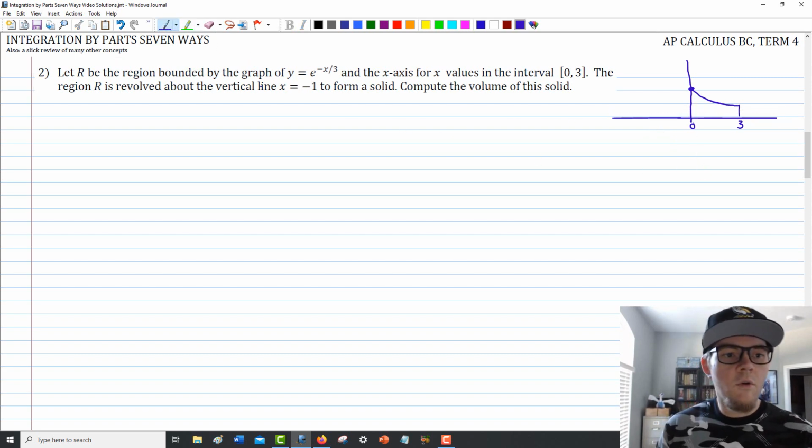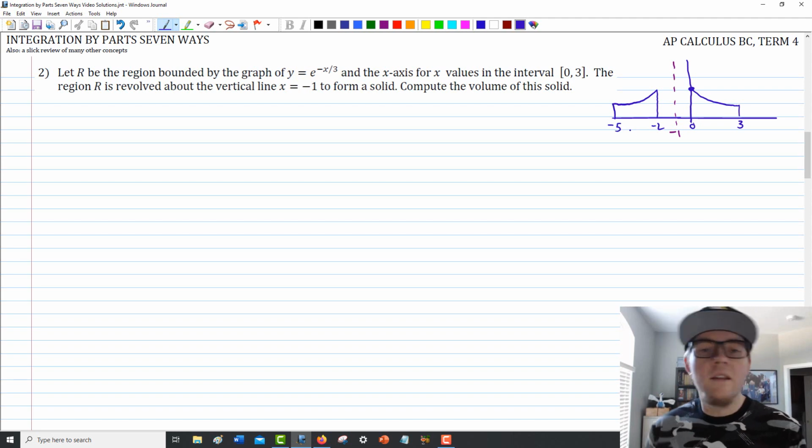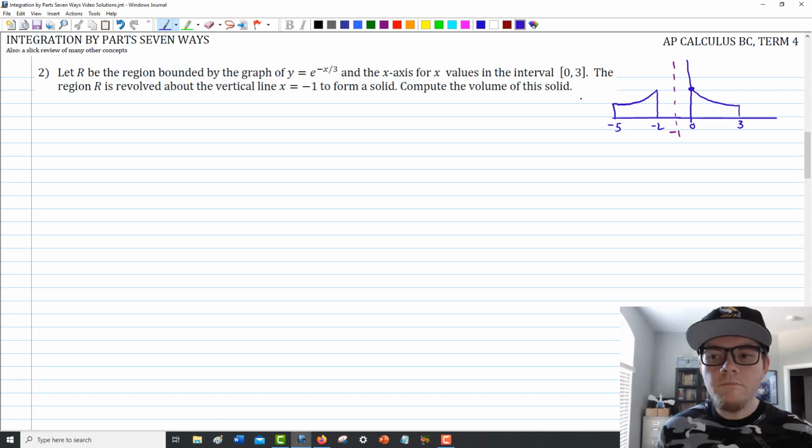In addition to that, of course, the region is revolved about the vertical line x equals -1. So -1 would be somewhere right here, and that would create our region. Nice reflection over here. And if you were counting at home, that'd go from -2 to -5, by the way. Not that that matters, I'm just pointing it out. Having done this, this sets up everything that we need. We want to compute the volume of this solid.